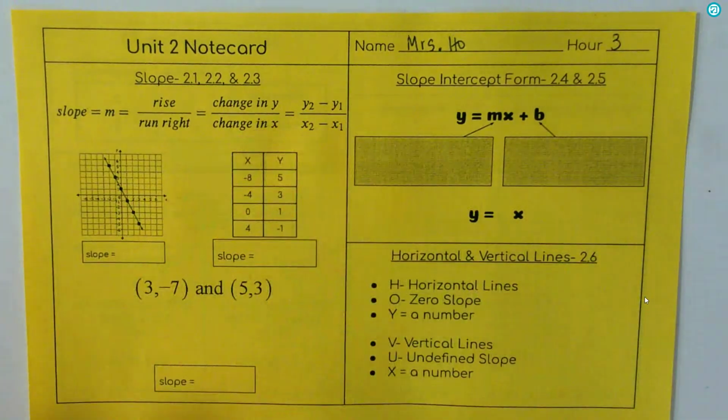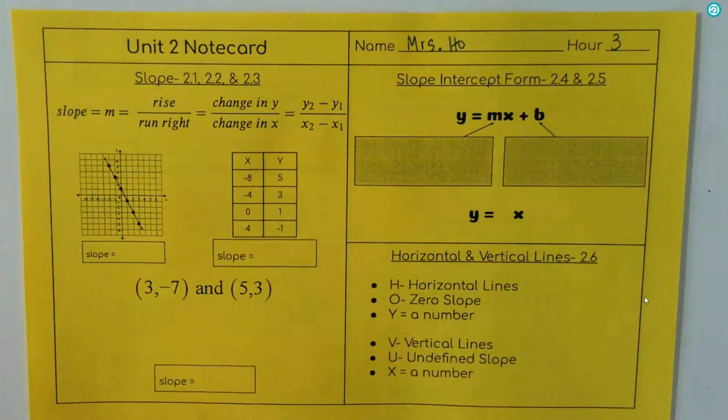The first 3 sections of the unit were all together. Please stop making noise with rulers. The first 3 sections of the unit were all together, all learning about how to find slope.